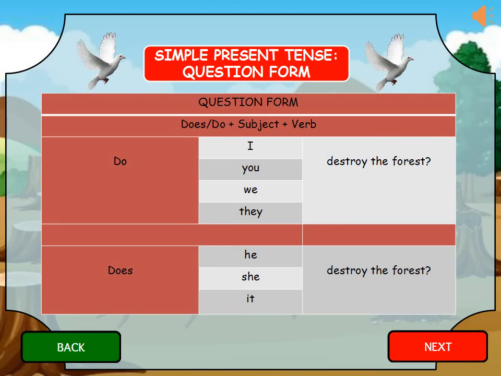For singular subject, does will be added in front of the subject. For example, does he destroy the forest? Does she destroy the forest? Does it destroy the forest? Remember, does has already indicated that he, she, it are singular. Therefore, destroy has to be maintained in its original form.